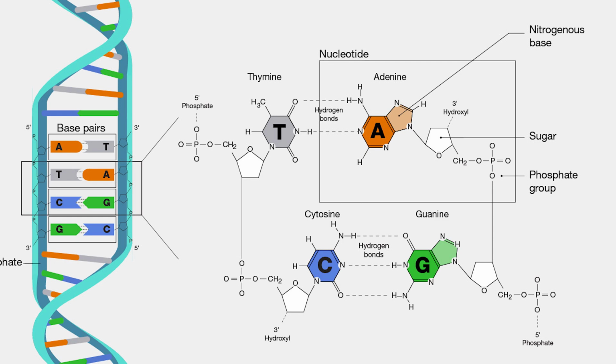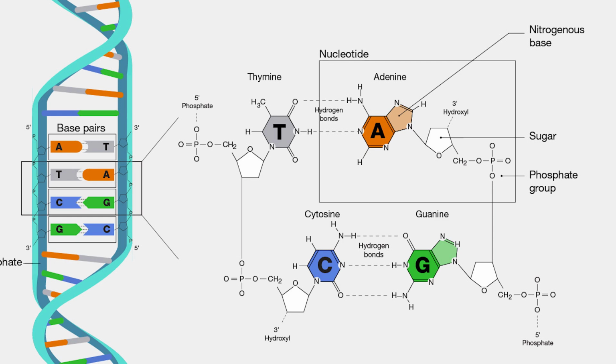Base pairing is so that if you can imagine two nucleotides, each on opposite sides of the ladder, and there's a rung in between those two nucleotides. Well, that rung is comprised of the nitrogenous base from sort of your left-hand side nucleotide and the nitrogenous base from the right-hand side nucleotide.